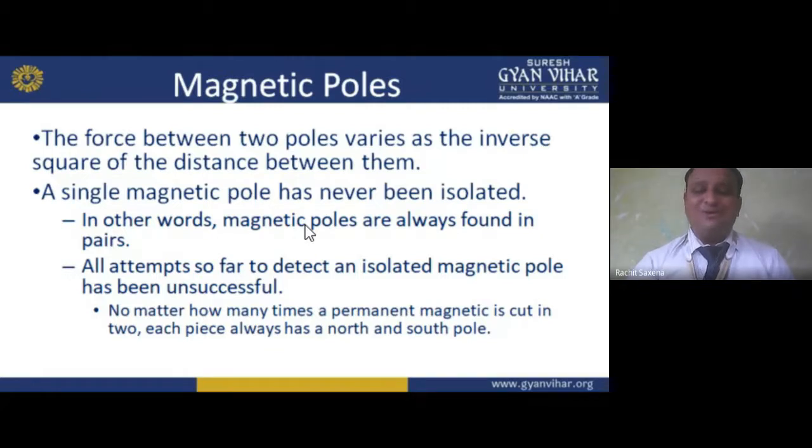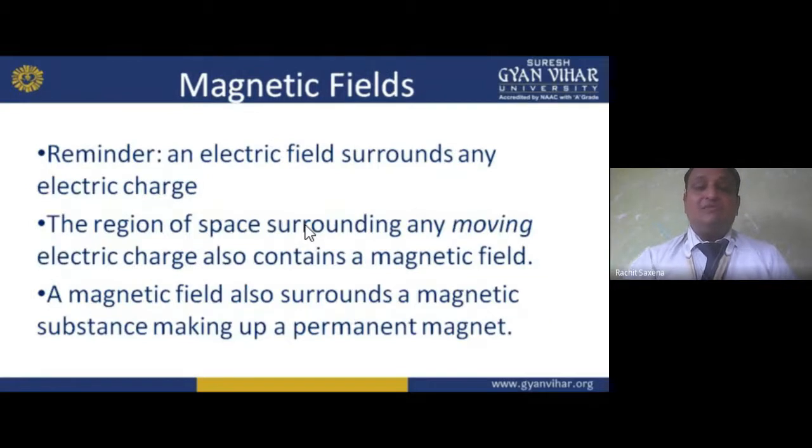I told you in my previous slides that if I have a magnetic material and cut it into small pieces, each piece consists of two poles, north and south. Not always north, not always south. We have two poles, north and south. So I hope you understand. Magnetic field, so it is a reminder.